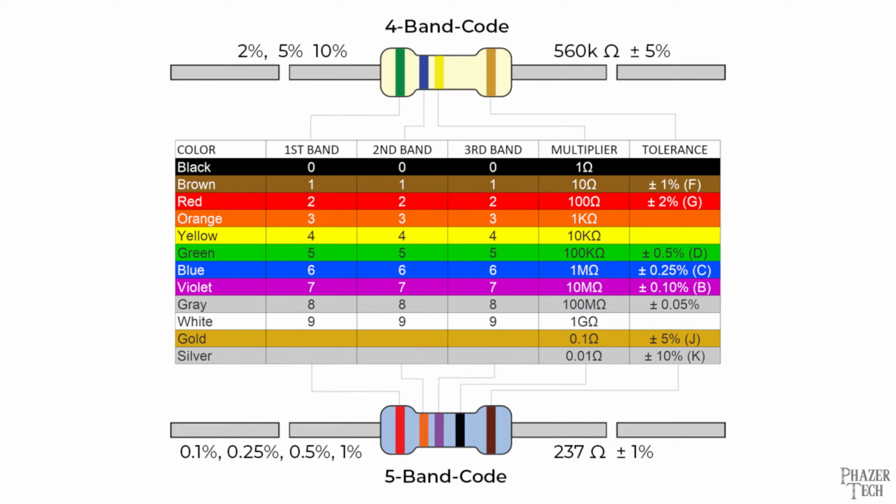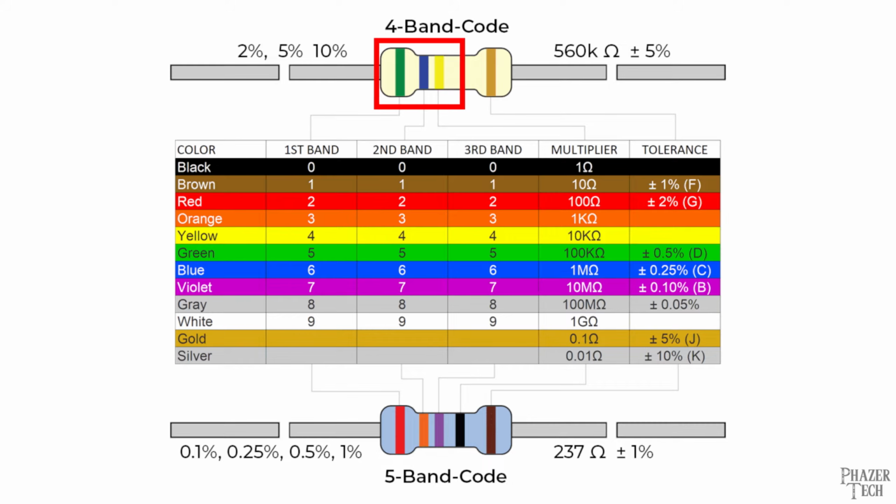The last band that's on its own at the end indicates the tolerance, which tells us how accurate its value will be. In this case, it's brown, which indicates a 1% tolerance. This means that its actual value will be within 1% of the given value. So 1% of 237 is roughly 2 ohms, meaning its actual value is guaranteed to be somewhere between 235 and 239. Let's take a look at the 4-band example now.